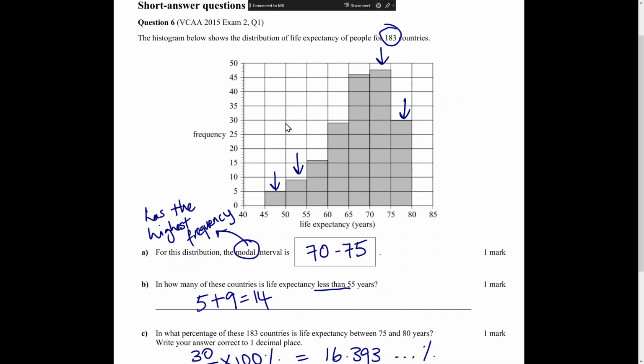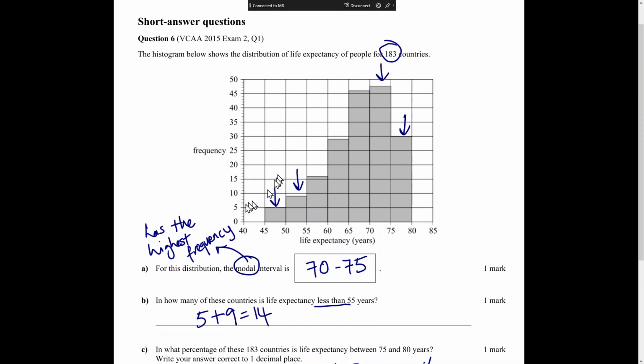The mode has the highest frequency, so some people didn't seem to know what the word modal meant. Modal just means mode.